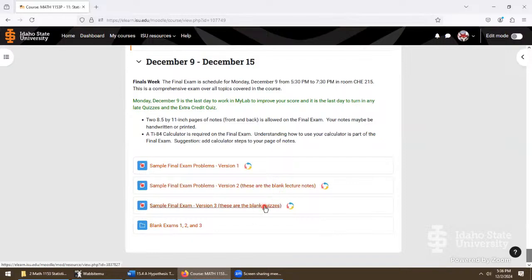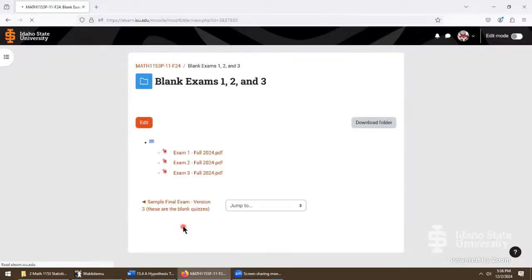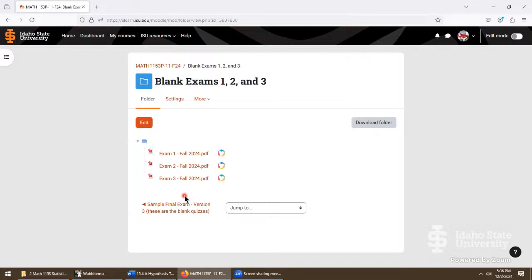Third version is, again, the blanked out quizzes. But I didn't call this a sample final exam, really, because it doesn't include everything. It ends right at exam 3. But another great way to study for the final exam is open this up, grab either one of these exams. I would say take a look at your old exams, and the one with the minimum score, that's probably the best one to start looking to practice.